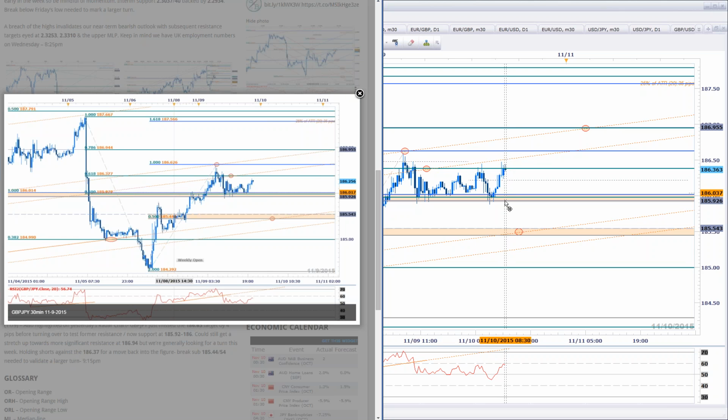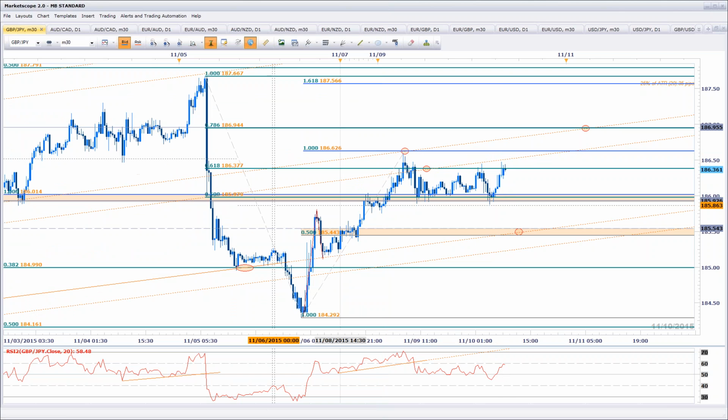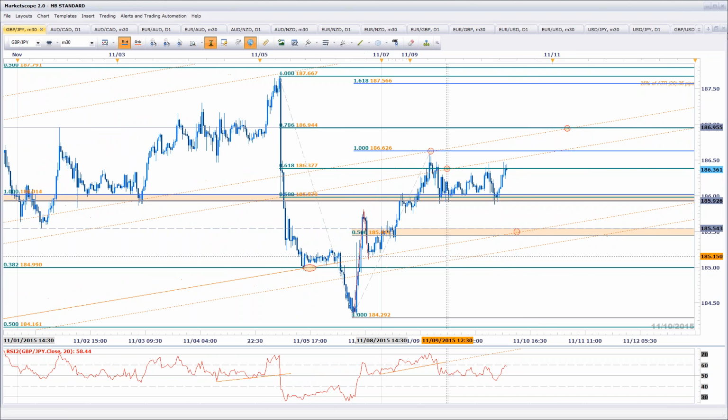So for me, it's an expanding range. Look at that median line resistance. Keep your eye on that 185.85, 185.92, 186 region of support, and look for a breakout. Ideally, it turns over this week, and we get a move beyond these parallels to give us a little bit more of a concrete break to the downside.